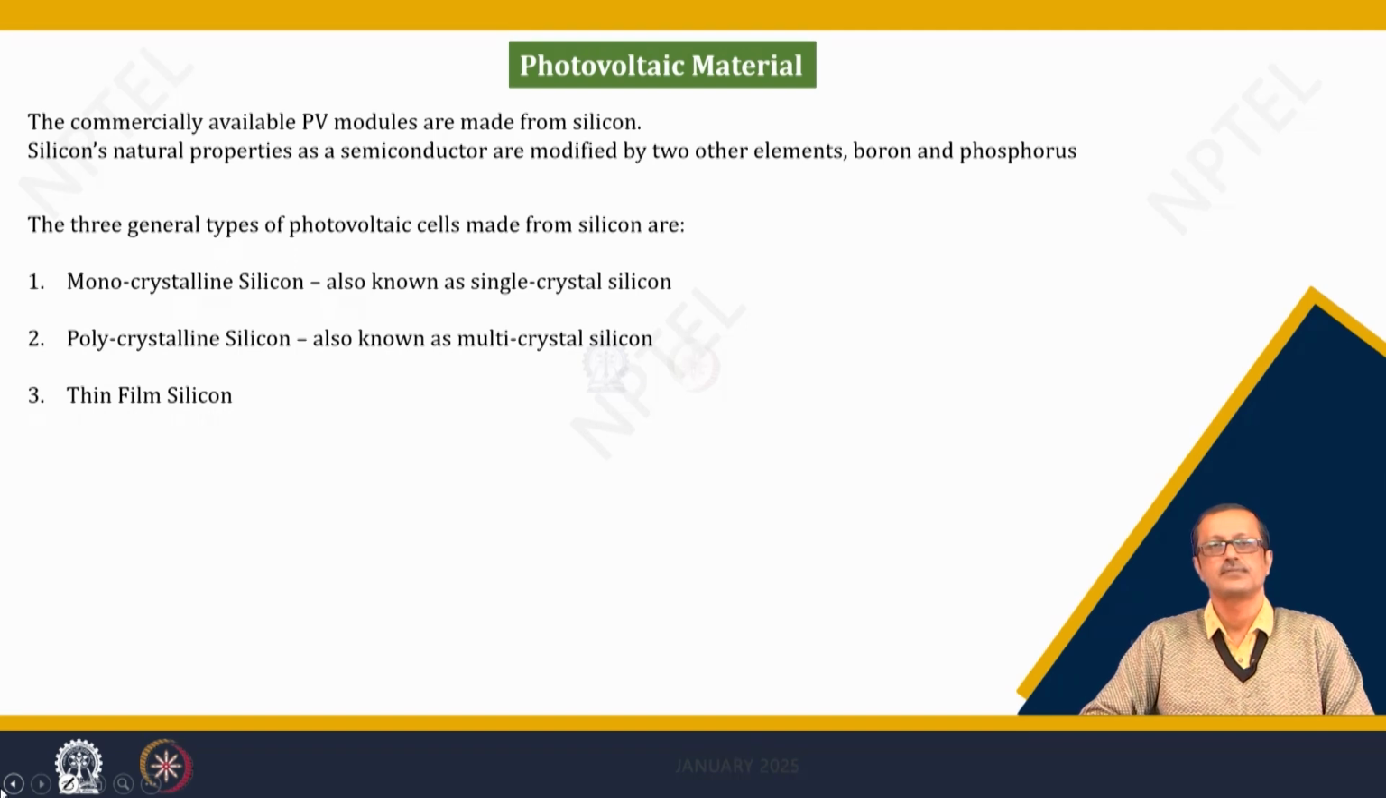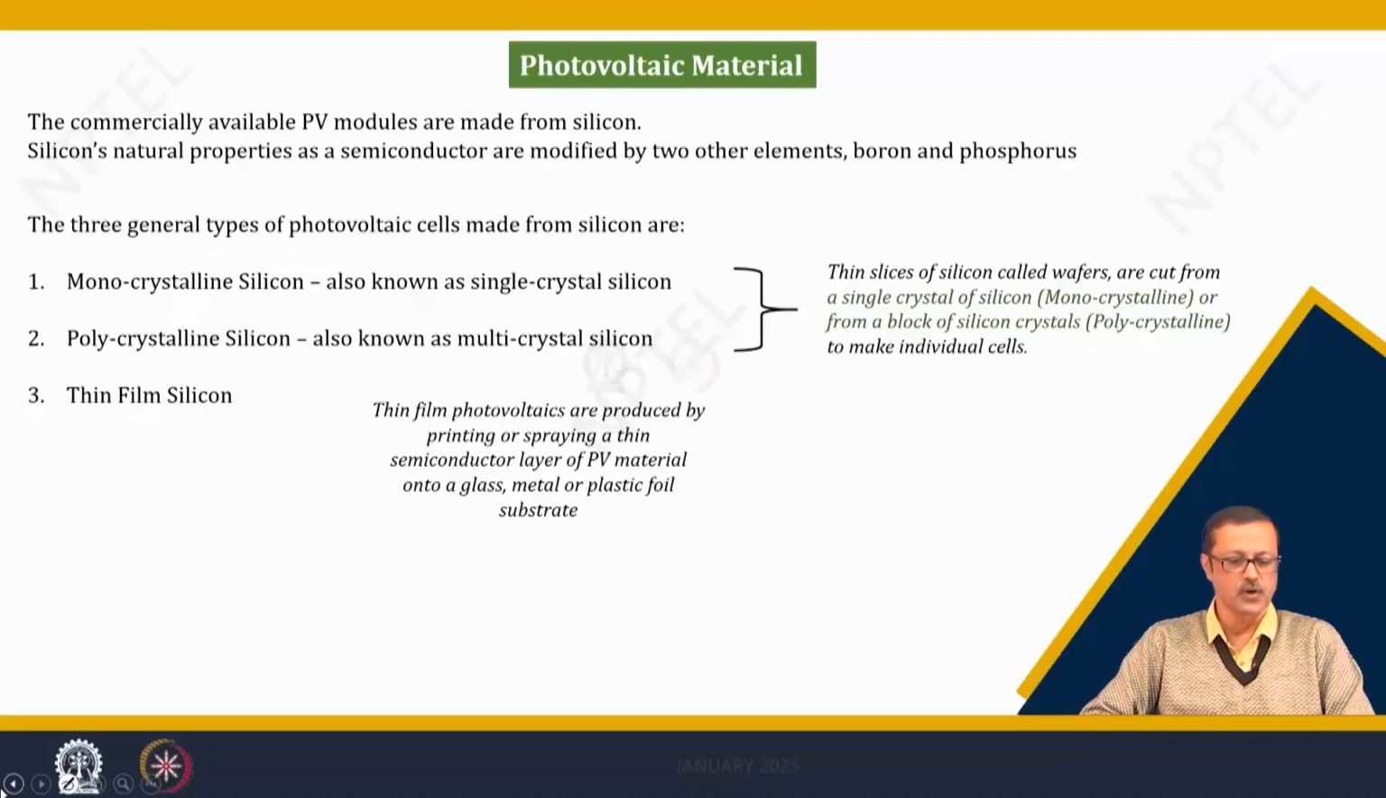First of all, let us discuss something about the photovoltaic material. There are three types of material which can be implemented in PV cells, and they have their own positive and negative factors. The first one is called monocrystalline silicon, which we can also call single crystal silicon. The next one is polycrystalline silicon, also called multi crystal silicon, which is based on how it is prepared from the silicon base.